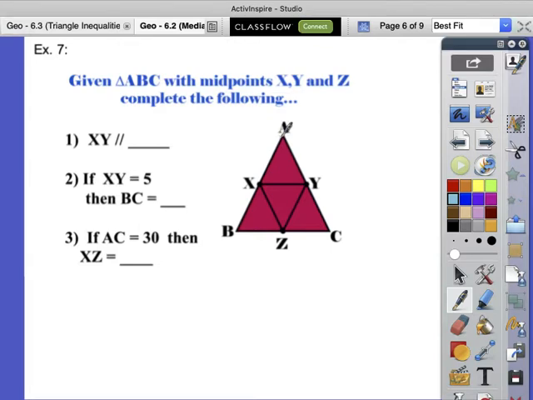Okay. What if X is the midpoint? What is it doing to AB? If X is splitting it in half, what do we know about AX and BX? They're congruent.